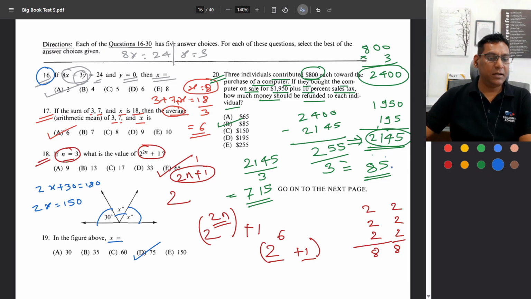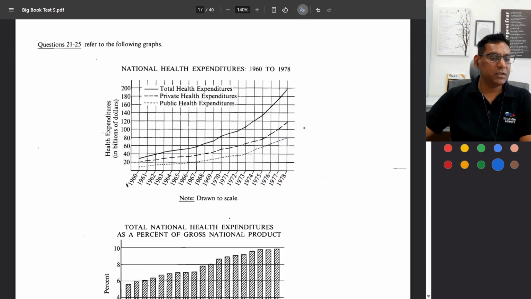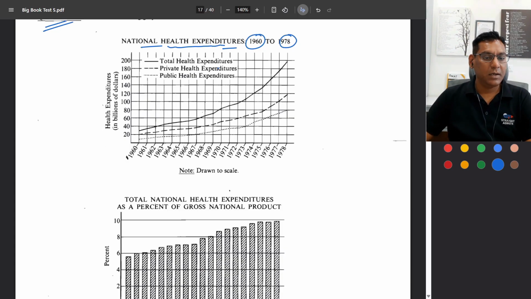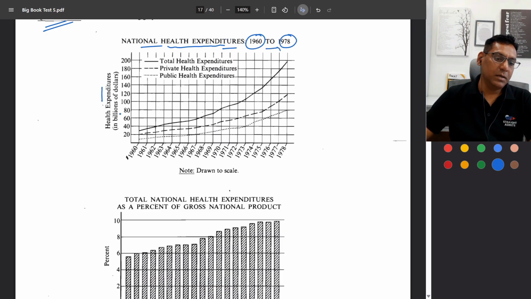Okay, so let's look at the interesting questions. Those are the graph ones. Graph questions 21 to 25. National health expenditure 1960 to 1978. Okay, I don't know. Most of the big book questions seem to be about health expenditures only. We have done one similar set previously also. Maybe they find it easy to create questions like this. Or maybe the data was available, whatever. Anyway, it doesn't matter. So national health expenditure in all these years, this is health expenditure, billions of dollars, all right.